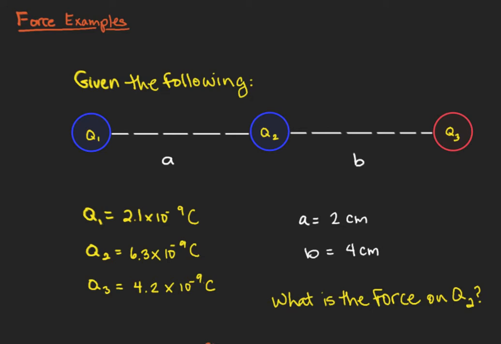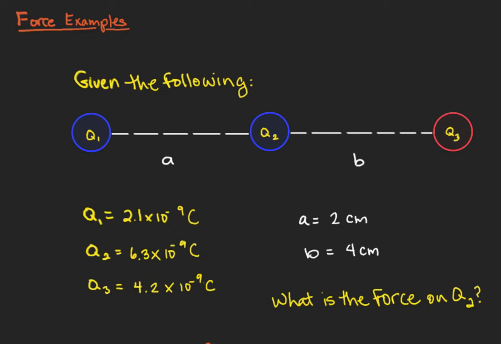Today we're going to look at an example of Coulomb's law given point charges. Q1 has this charge, Q2 has that charge, Q3 has this charge. The distance between 1 and 2 is 2 centimeters, and between 2 and 3 is 4 centimeters. What we need to do is look at what the force is felt on Q2.